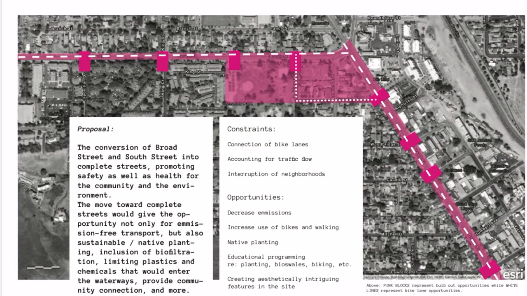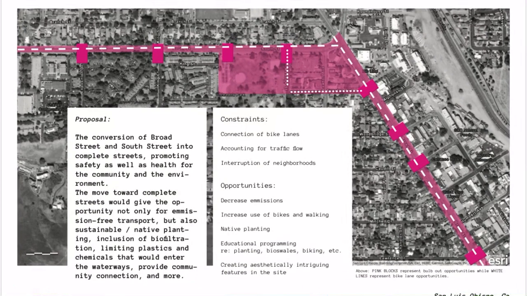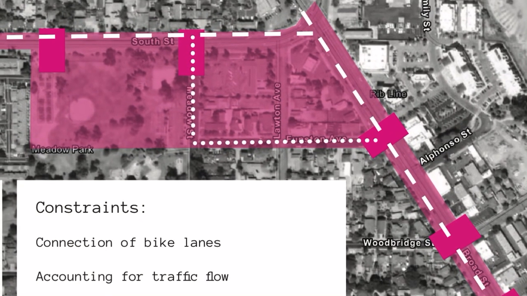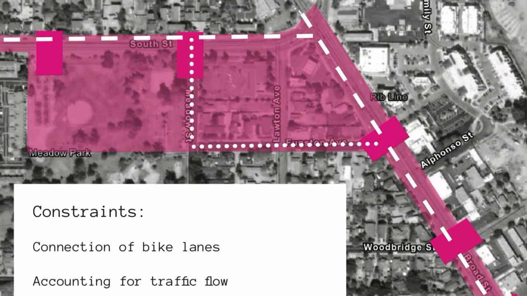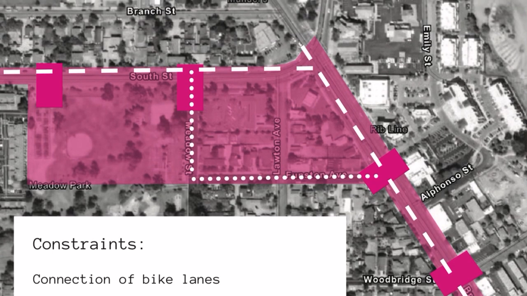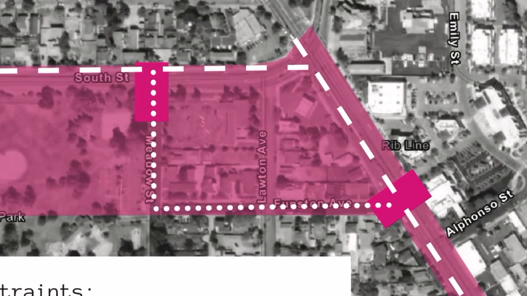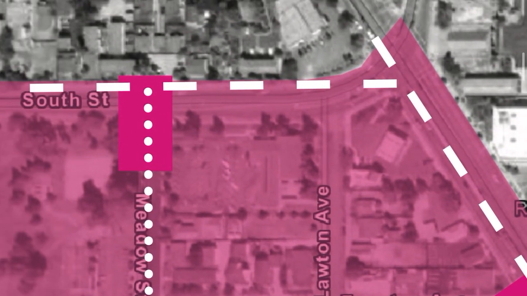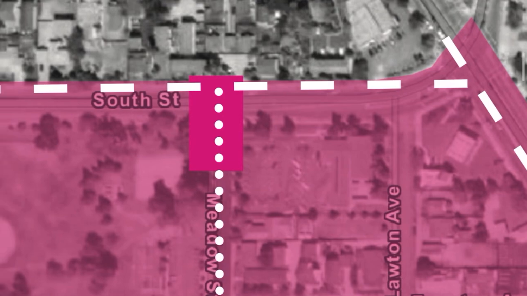And bulb outs and stuff like that make it so that people don't have to spend as much time crossing the street, and that is good for everyone, and especially children and people with different physical abilities. And these white lines right here represent bettered bike lanes, basically. So areas where I want to make the bike lanes more accessible and or safer.